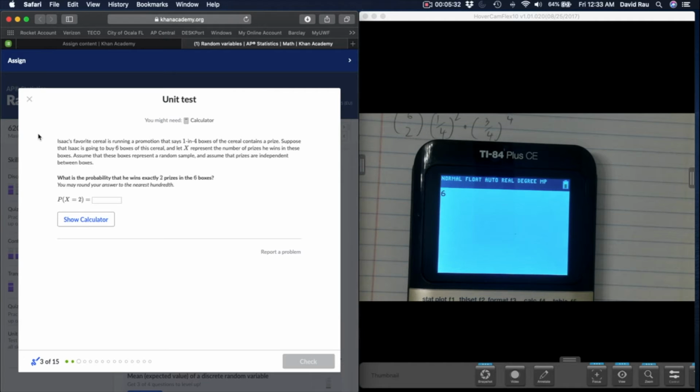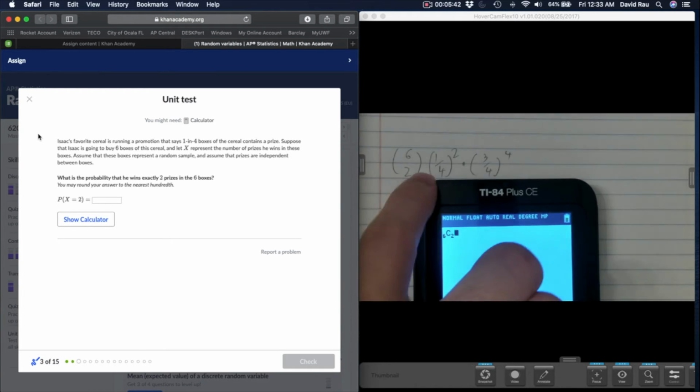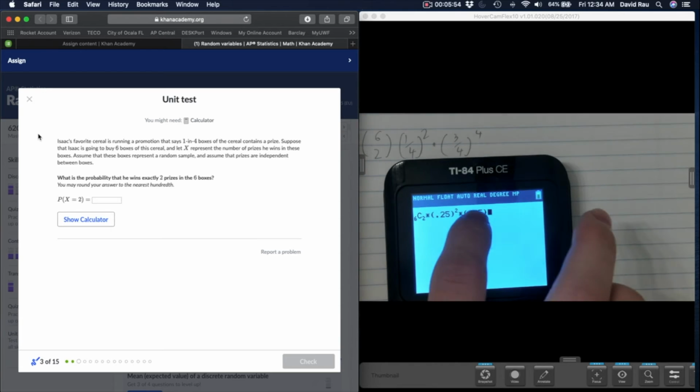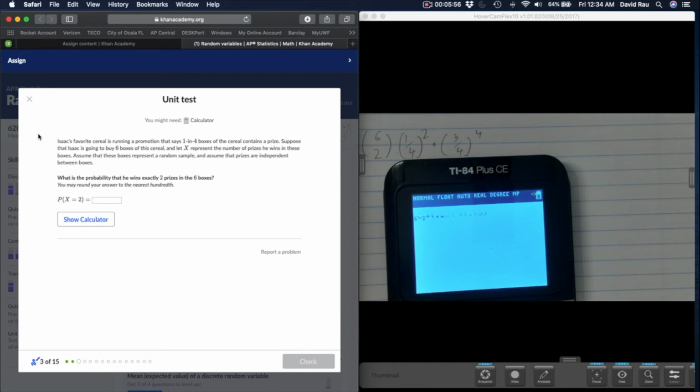So I'm going to go to 6, and then I'm going to press math, number, nCr combination. 6, choose 2. So another way of writing that first kind of weird parentheses there, times 1 out of 4 is 0.25, squared, 2 being 1, times not being 1, 4 times. We end up getting this. Rounded to the 100th is 0.2, actually it's 0.30, because it rounds up.